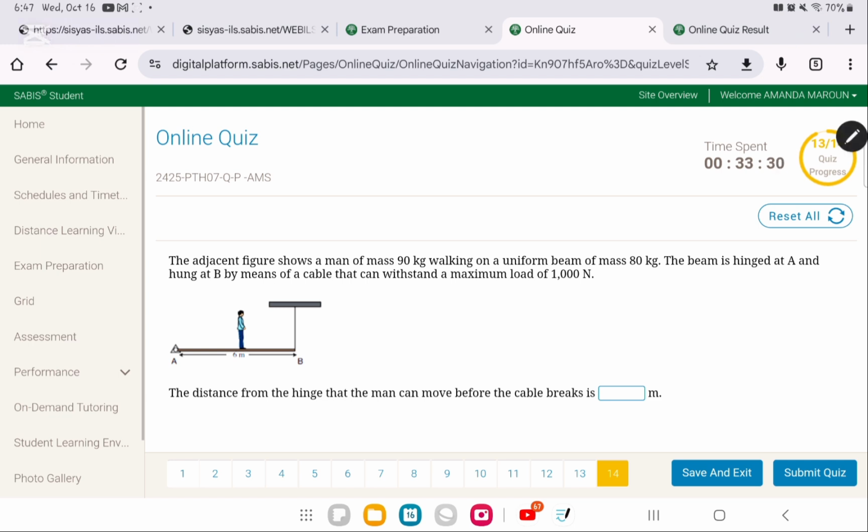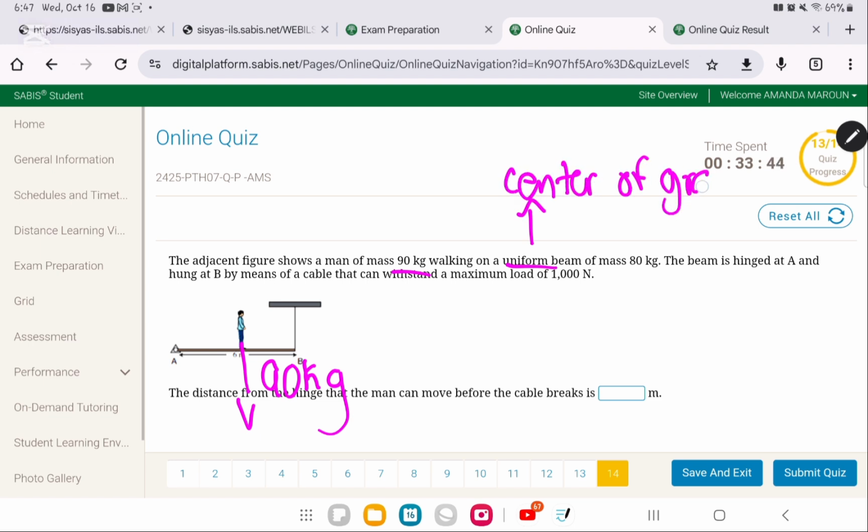So, the adjacent figure shows a man of 90 kg walking on a uniform beam, meaning that the center of gravity is its geometrical center, of mass 80 kg. So the beam has a mass of 80 kg. The beam is hinged at A. That means the axis, the fulcrum, is at A, and hung at B by means of a cable. So this cable over here can withstand a maximum load of 1000 newtons.